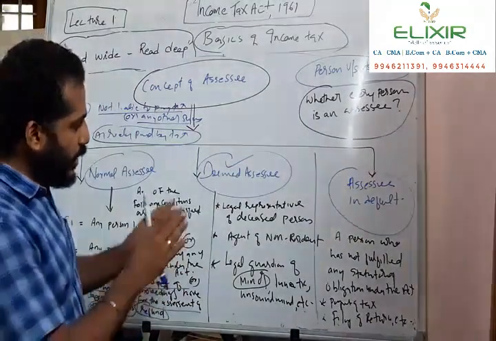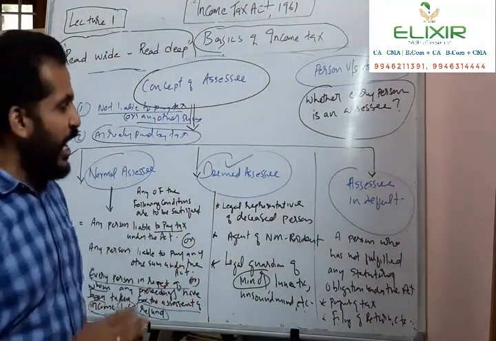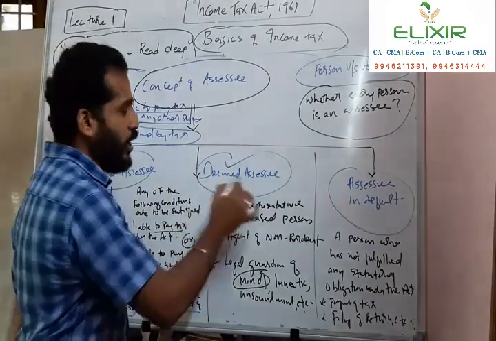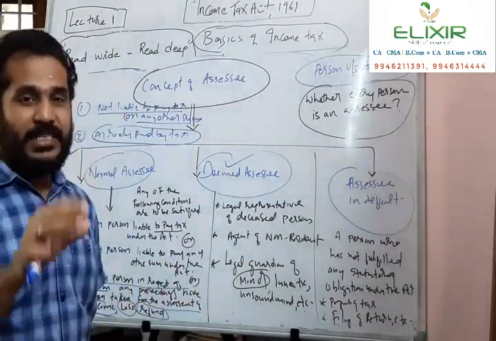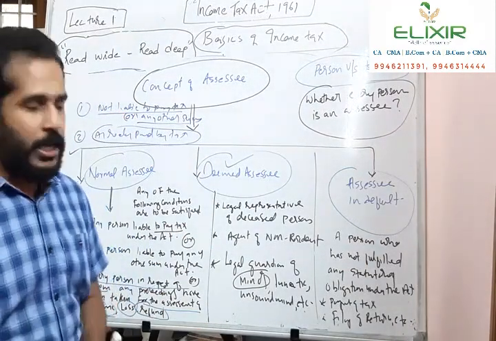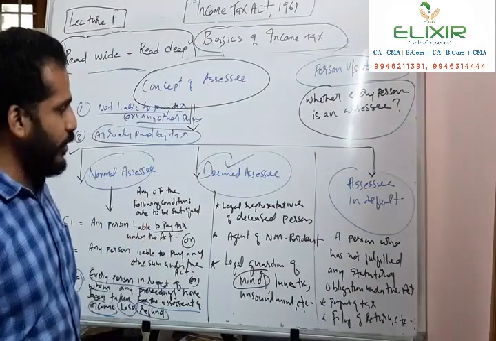Okay, so let us have a discussion on the deemed assessee. What is the term deemed mean? In Malayalam it is known as kanakkakuga. So he is deemed as, is considered as assessee, though really he is not assessee for that income. Okay, so let us have an example for this.